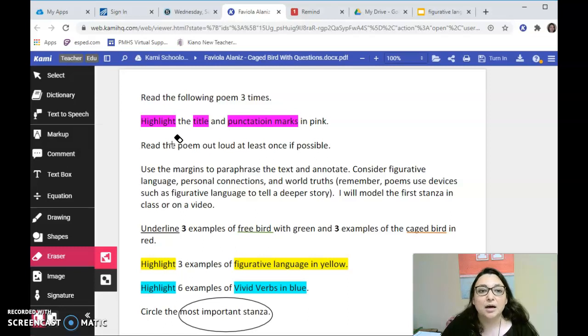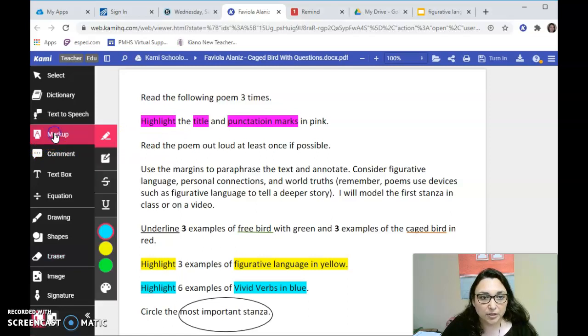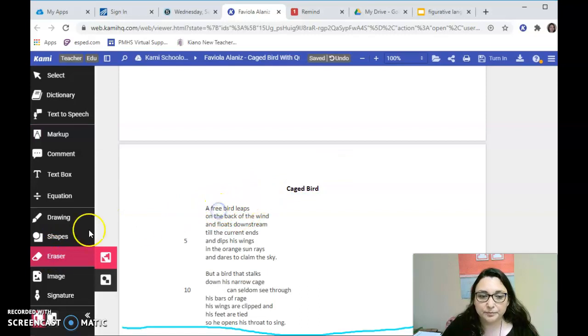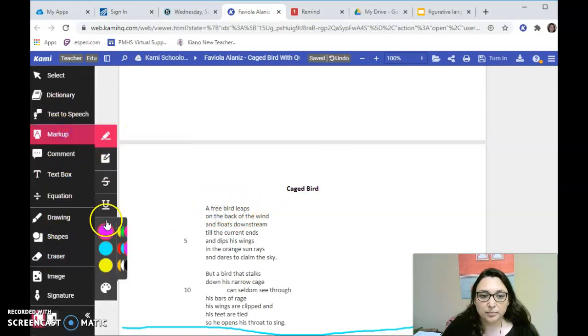The next step will be highlight the title and punctuation marks in pink. So I'm going to go ahead and go to my markup and pick my pink highlighter. And I'm going to highlight the title like they said. Oops, I didn't mean to do that. I can undo. I can just use my eraser. I'm going to use my markup, pink, highlight this, and any punctuation you see. I only see the period at the end of this stanza.